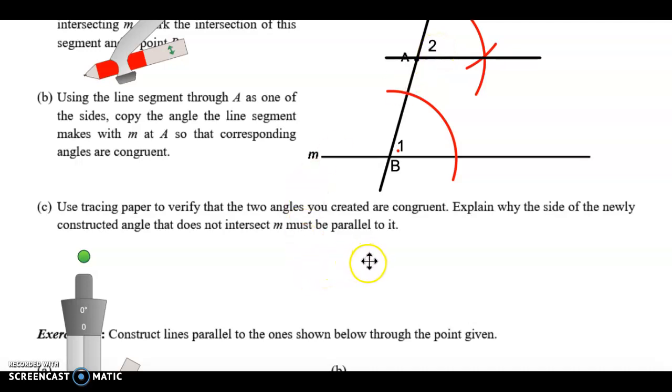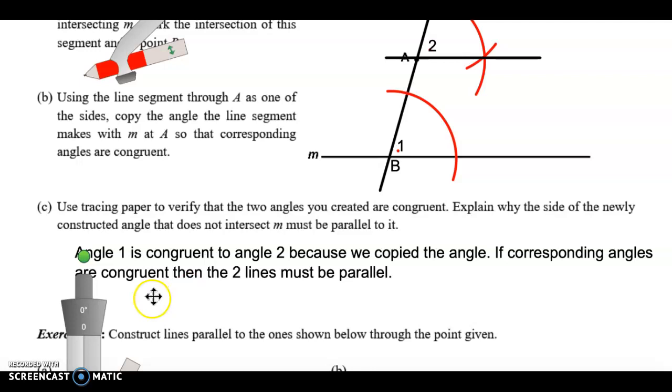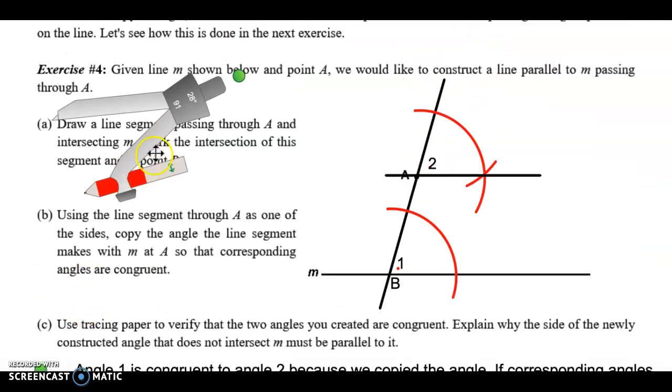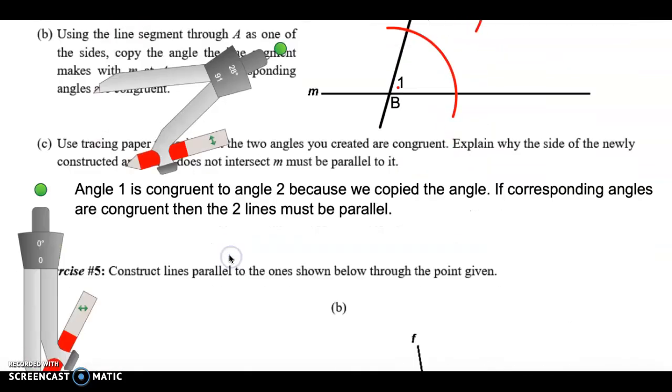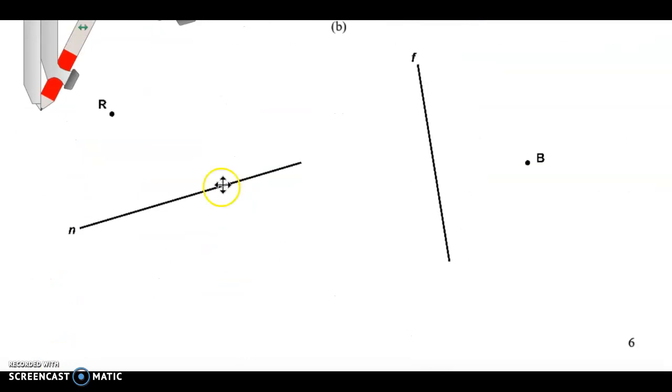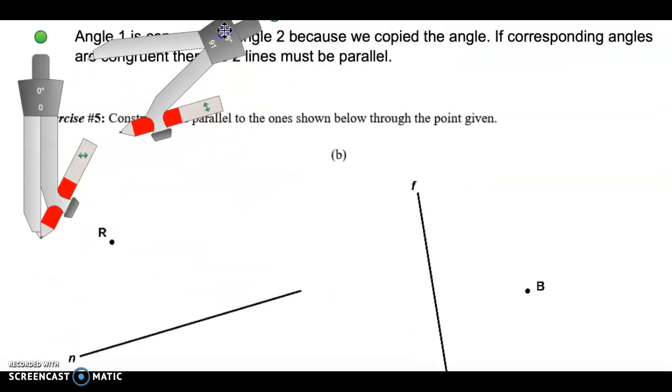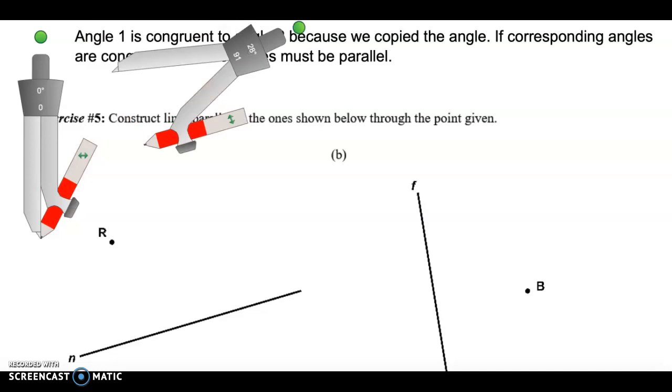And here's a little explanation as to why the lines are parallel. Angle 1 is congruent to angle 2 because we copied the angle. If the corresponding angles are congruent, then the two lines must be parallel to each other. Okay, I'll go through one more with you down here, and we won't do both of them because we'll practice this enough tomorrow. But to construct parallel lines, oh, I already have the compass down there, so I don't need another one. So here's how I construct parallel lines.